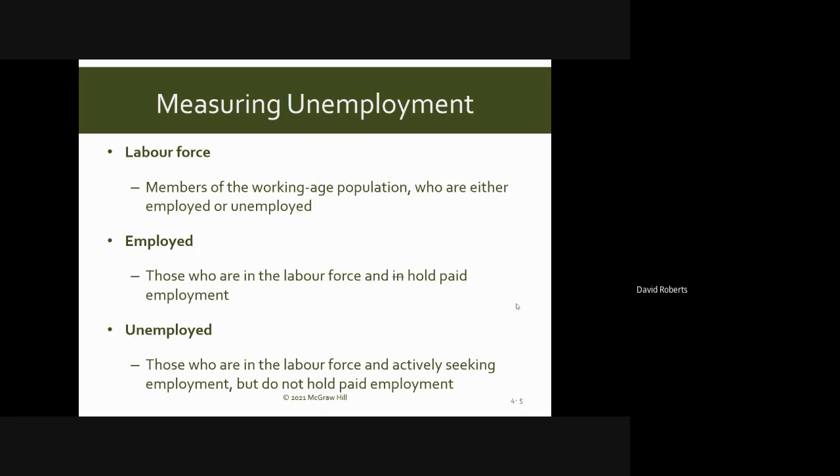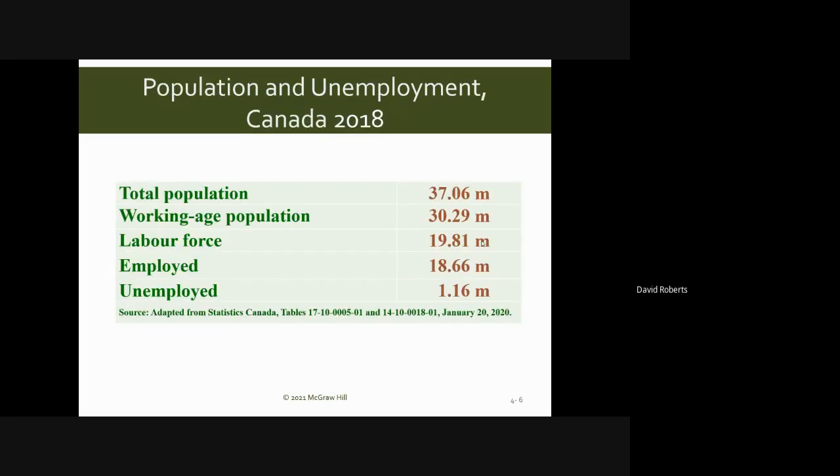And then unemployment is those who are in the workforce and actively seeking employment, but do not hold paid employment. So somebody who is a homemaker would not be considered to be unemployed, or somebody who is, say, retired, even though they're over 15, they would not be considered part of unemployment because they're not actively seeking work.